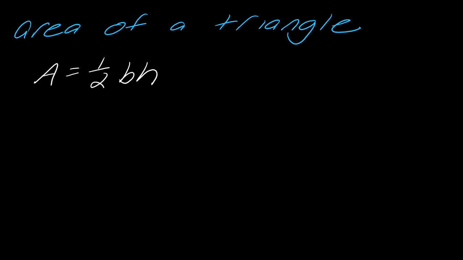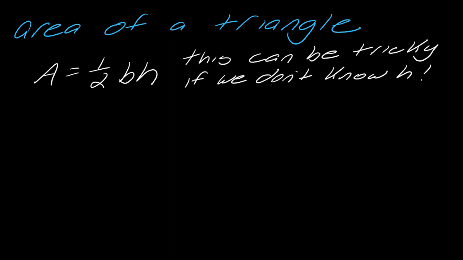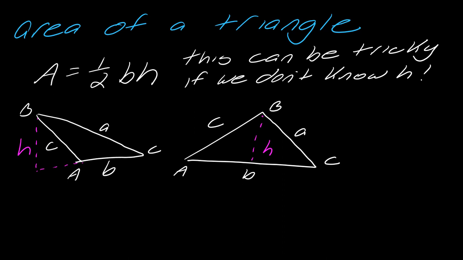Another surprising application of this has to do with the area of a triangle. So normally we would think of the area of a triangle as 1/2 b times h, but this can be tricky if we don't know h. So what we can do then is think about this situation here where I either had an obtuse triangle or an acute triangle, and we can think about how we drew a sketch to help us figure out where h is or how to get to h.